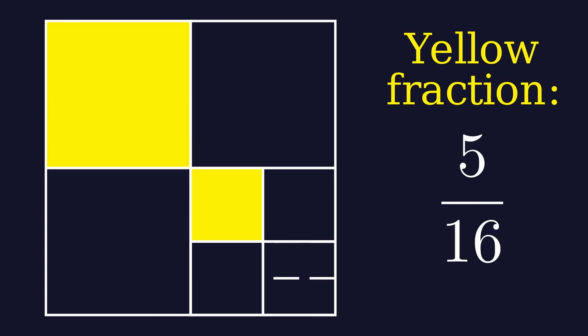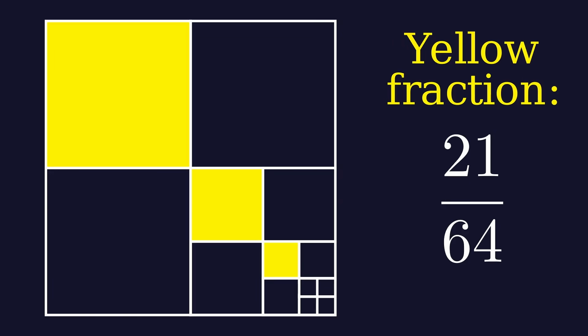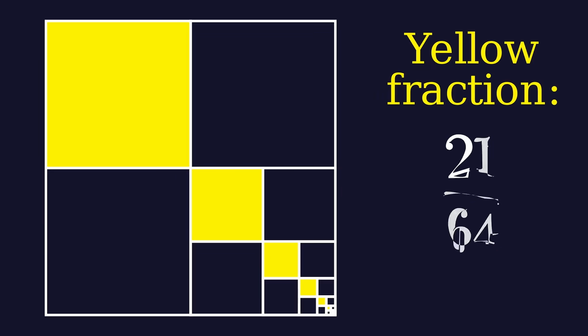Now we can again divide the bottom right square into 4 smaller squares and paint one yellow. The fraction of the square painted yellow is now equal to 21/64. Imagine that this pattern goes on forever. What fraction of the main square would then be yellow?